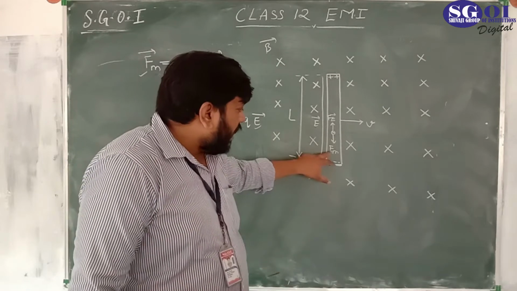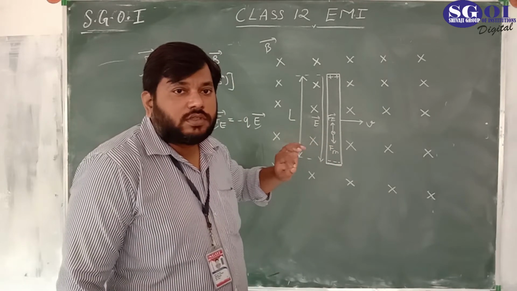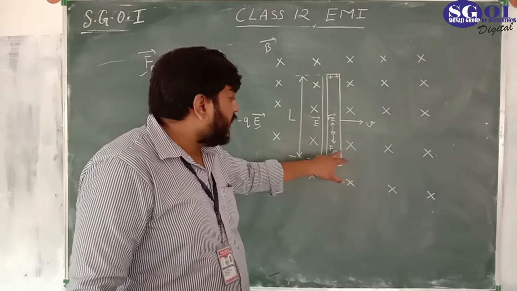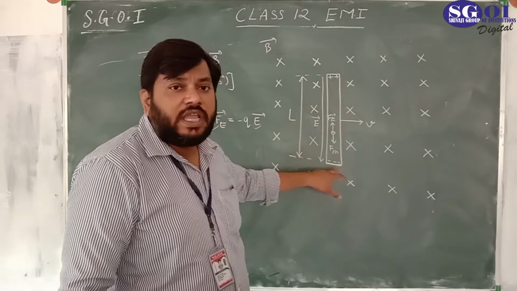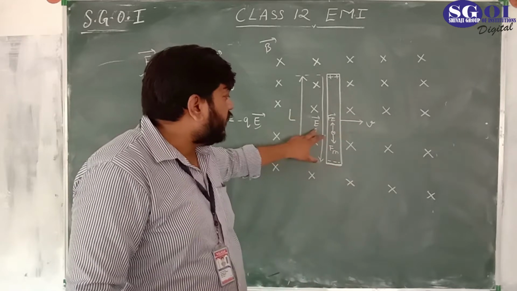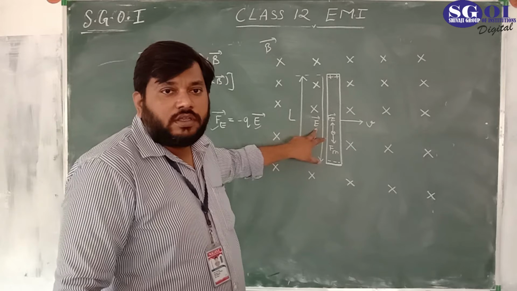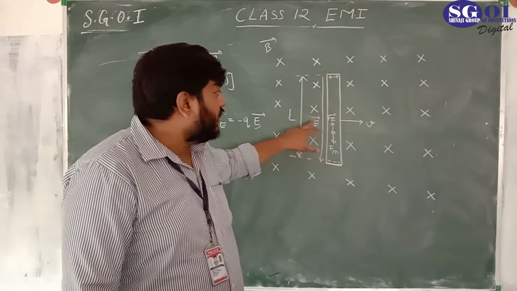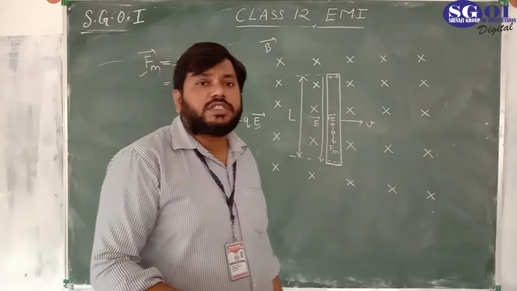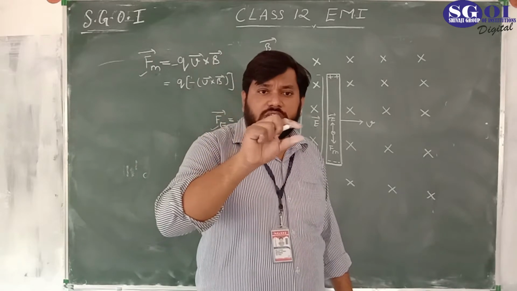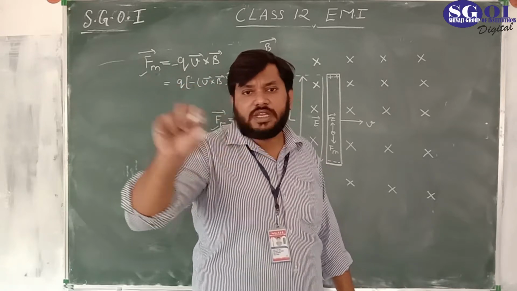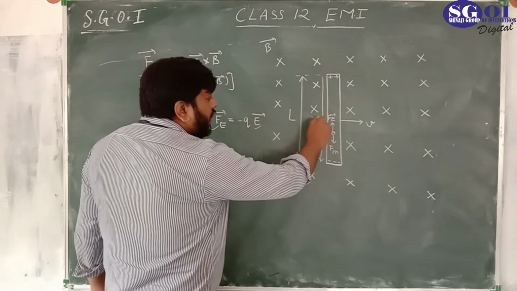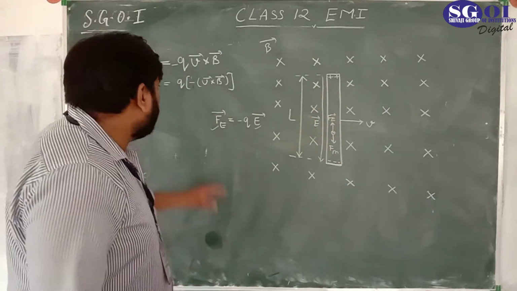No. The F_m, the magnetic force, is applied first. Then because of that magnetic force, accumulation starts, and then because of that accumulation an electric field is created. And this magnetic force is constant, but this electric field is not constant, it is varying. It increases gradually. As the accumulation increases, the electric field increases.